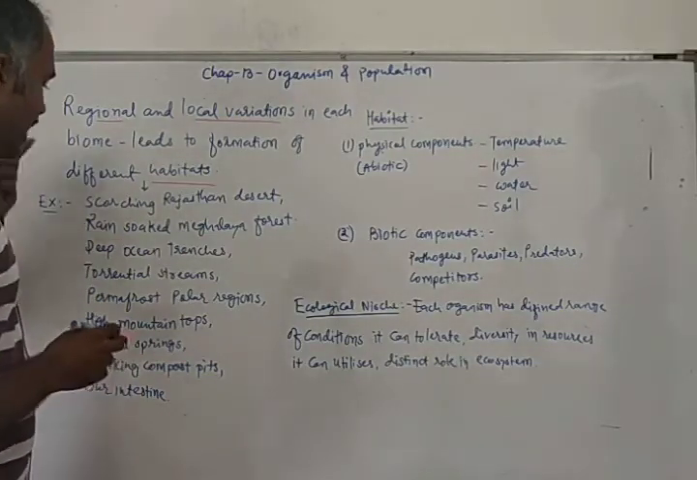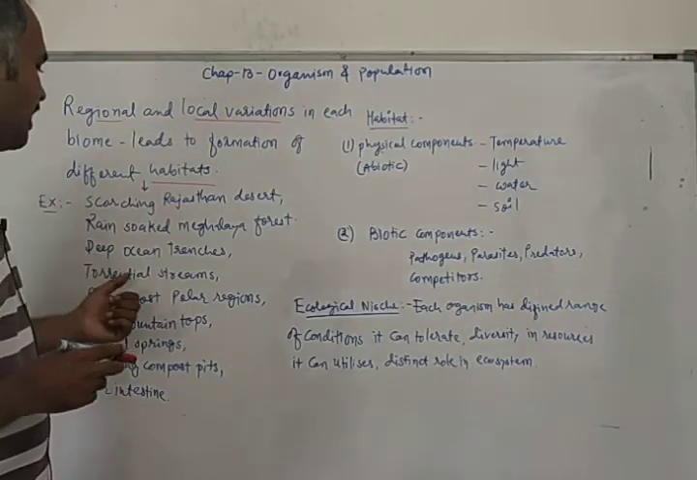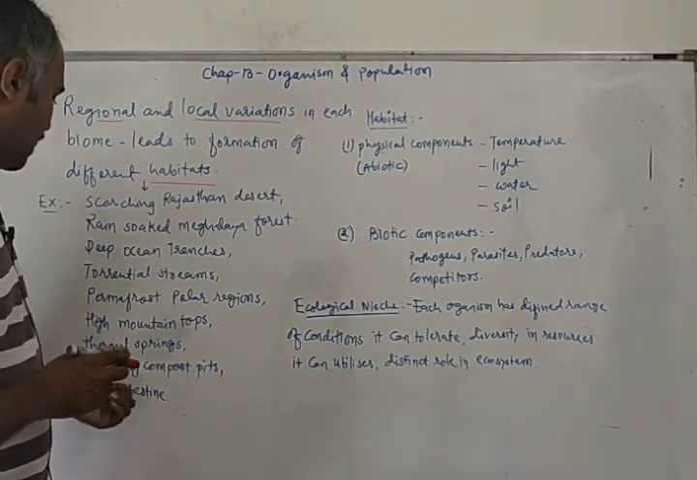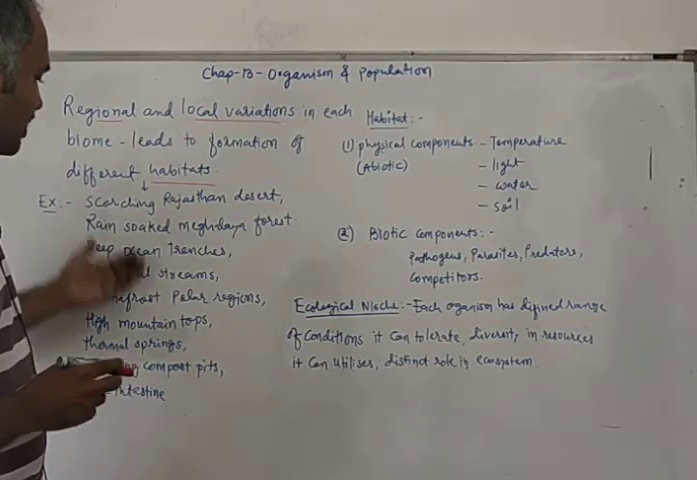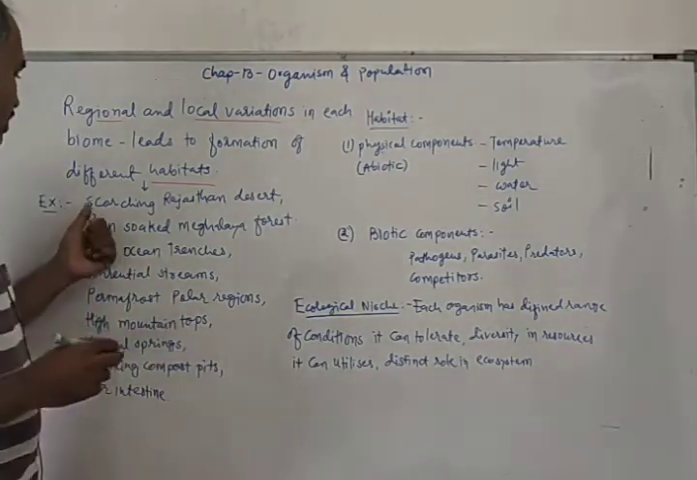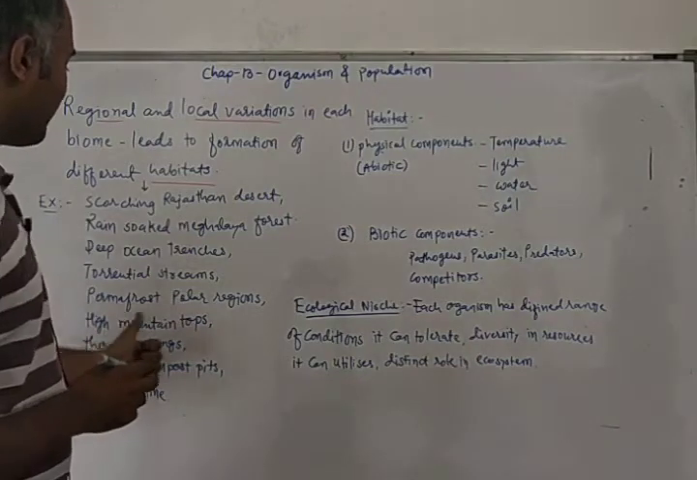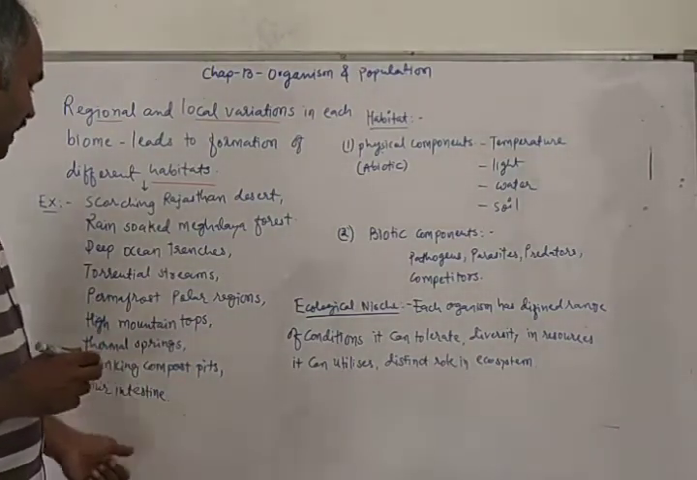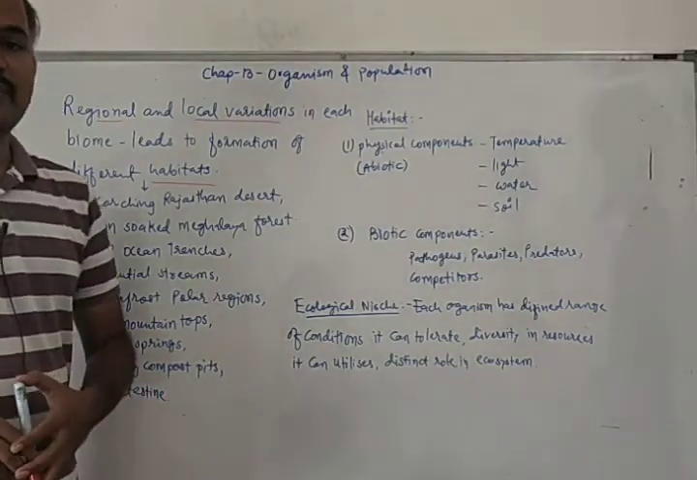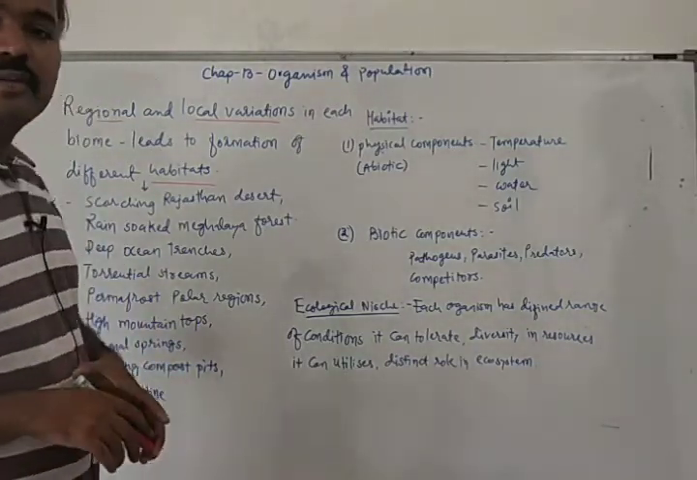different habitats. And here a list of habitats is given, like scorching Rajasthan desert, rain-soaked Meghalaya forest, deep ocean trenches, torrential streams, permafrost polar regions, high mountain tops, thermal springs, stinking compost pits, and our intestine is also a habitat for some microbes. So these are the examples of different habitats.